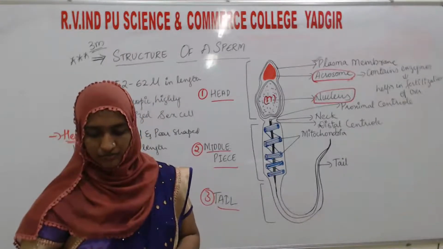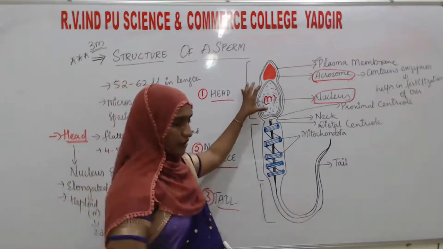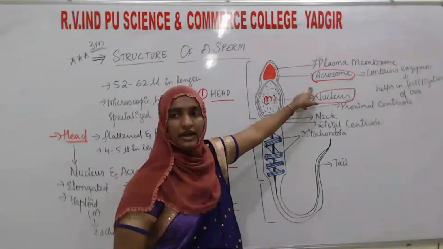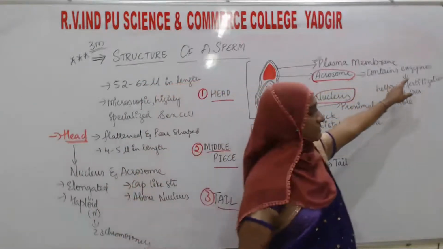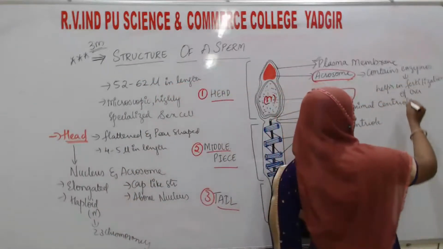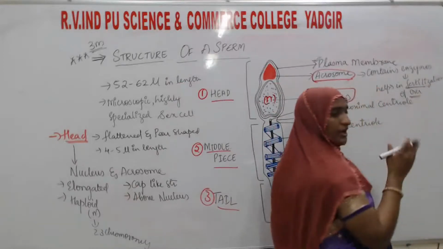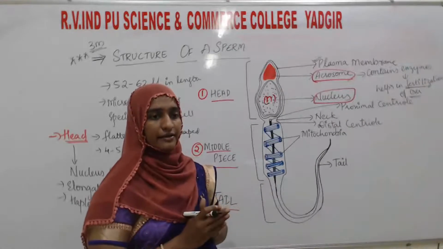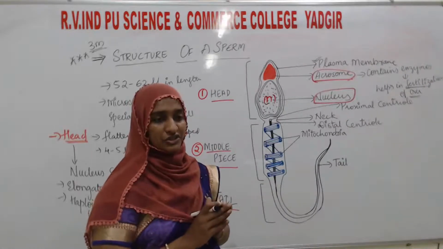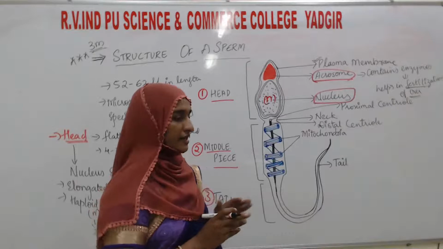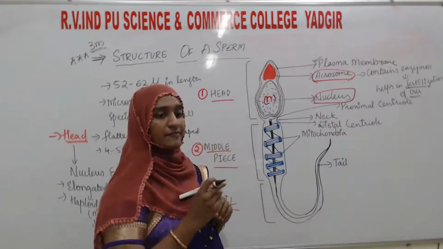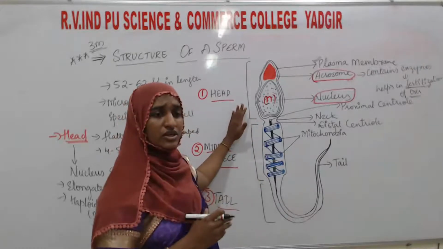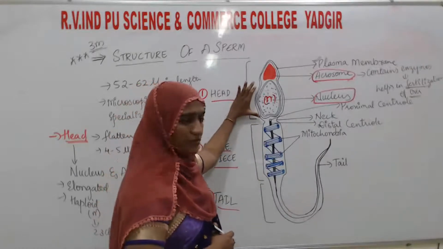It contains n number of chromosomes, an elongated haploid nucleus, above which a cap-like structure is there, which we call the acrosome. It contains the enzyme, and that enzyme will be secreted when the sperm penetrates into the ova or the egg. For what purpose? For fertilization. At that time this acrosome will release the enzymes so that it can easily penetrate into the ova. Next, this is about the head.